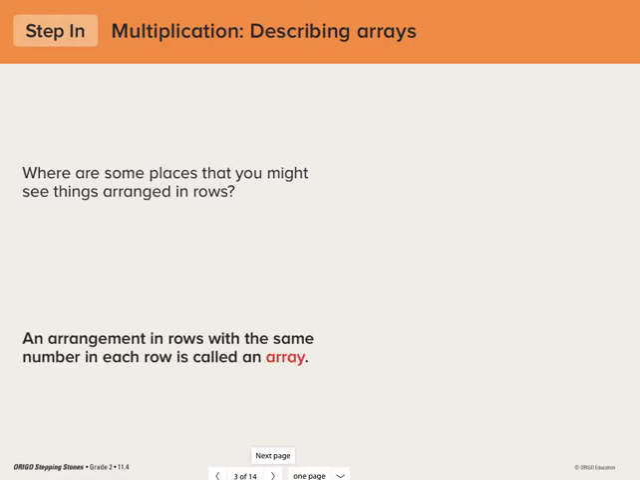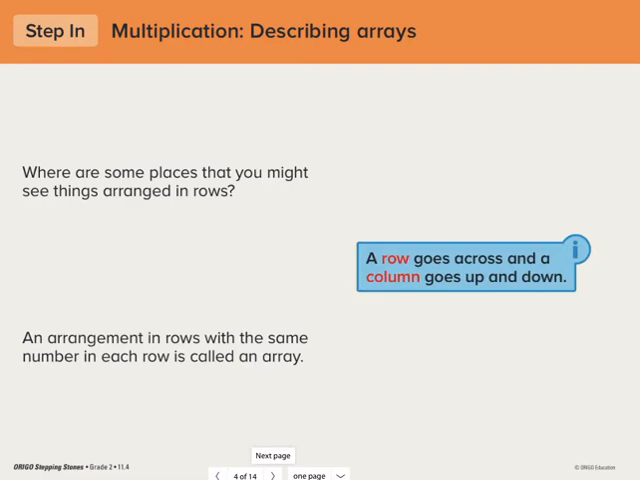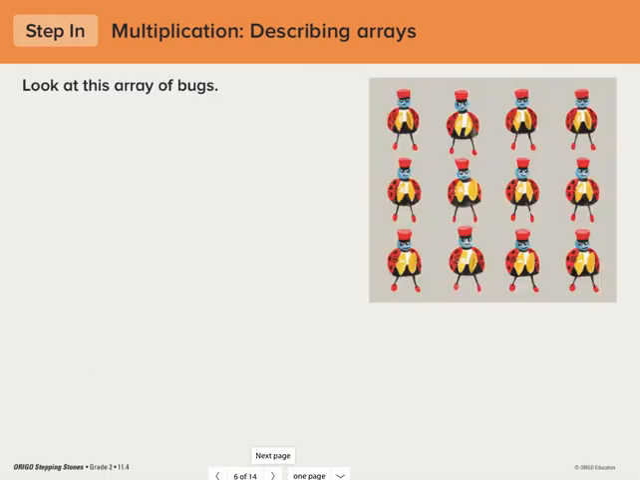An arrangement in rows with the same number in each row is called an array. So, an array is when there is the same number of something in rows and columns, too, remember. A row goes across from side to side, left to right, and a column we know goes up and down.